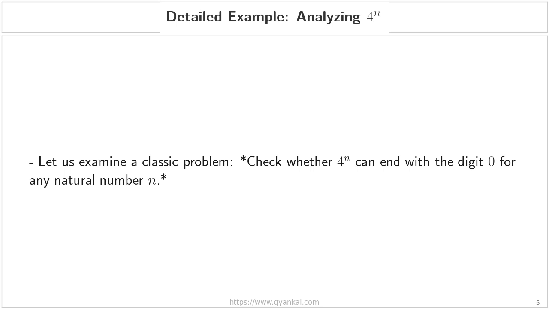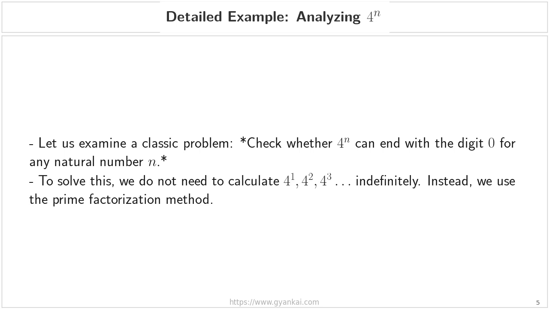Let's examine whether the expression 4 to the power of n can ever end with the digit 0 for any natural number n. You might be tempted to start calculating the values of 4 to the power of 1, 4 to the power of 2, 4 to the power of 3, and so on, hoping to find a pattern. However, we cannot simply calculate these values indefinitely, as they grow incredibly large very quickly. Instead, we are going to use the more efficient prime factorization method we just discussed to find our answer.